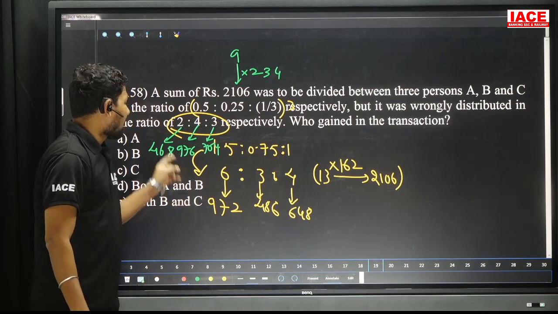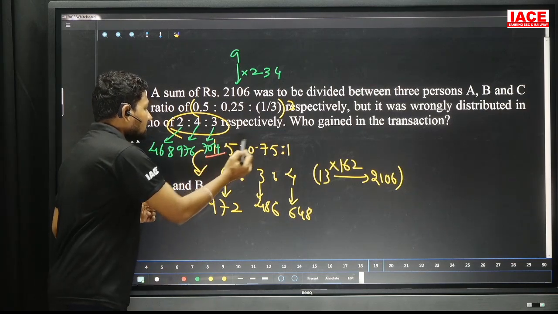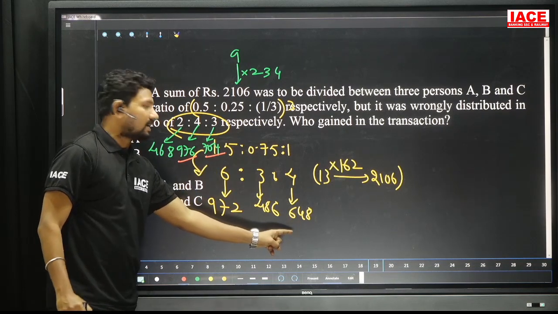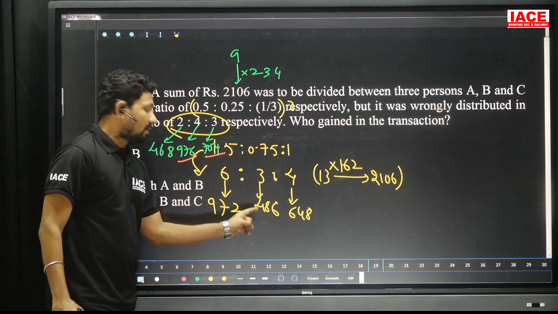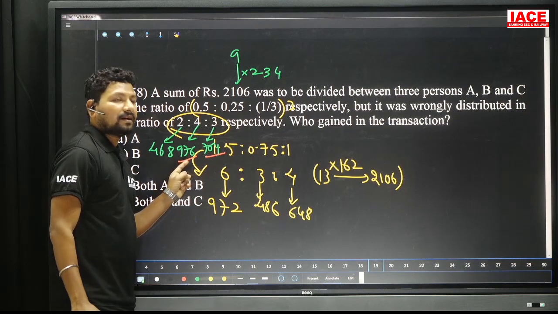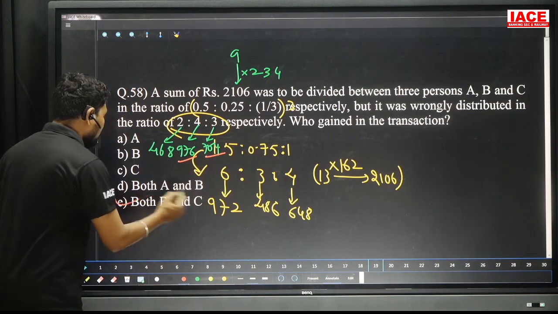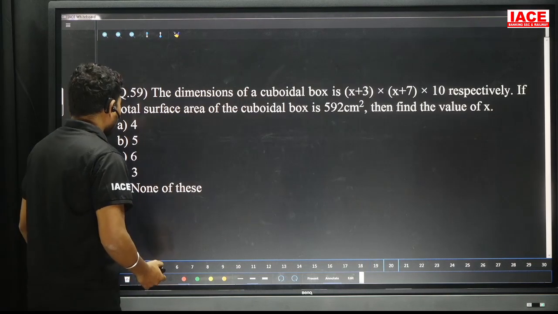So who will get profit as per the wrong distribution? C will get profit and B will get profit. Actually C will get 648, now it is 704. Actually B will get 400, but B will get 900. So roughly, B and C both are getting a profit. Option E is our answer. Move on to the next example.